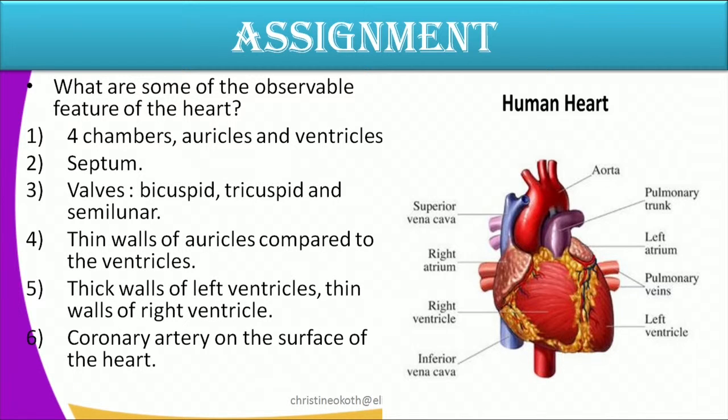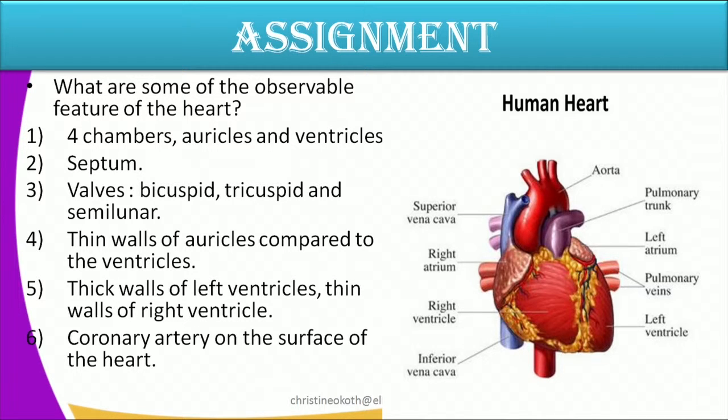The things that you can observe when you're looking at the human heart: we have the 4 chambers. The heart is divided into the 4 chambers. We have the upper part, which you call the auricles or the atrium, and the lower part, which you call the ventricles. On the upper part you have the right atrium and the left atrium. Then the lower chambers are the right ventricle and the left ventricle. Another thing that can be observed is the septum.